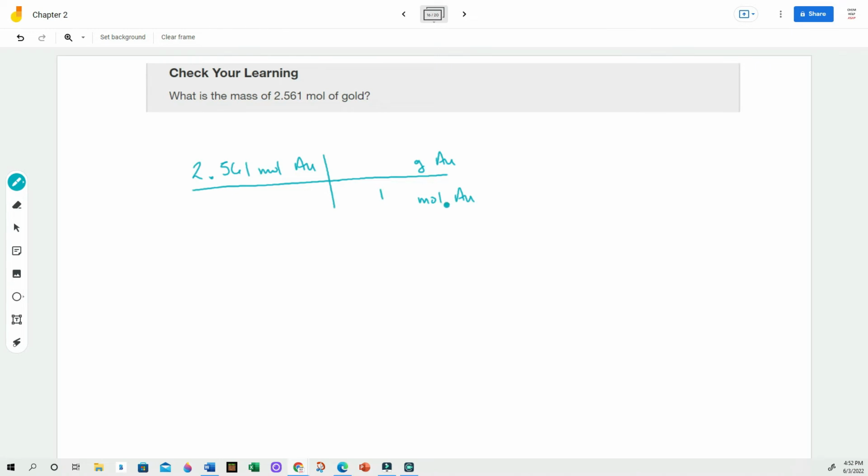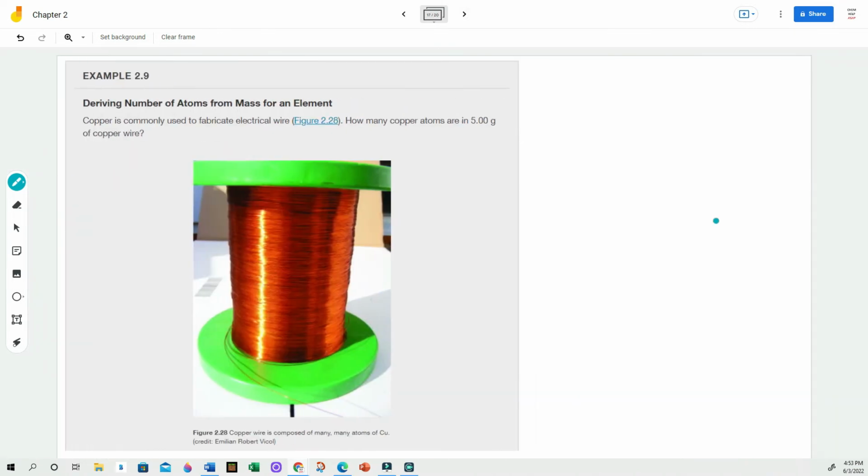So here is my 1 mole. And according to the periodic table, the mass is 196.9665 grams per 1 mole. And again, just checking, make sure your moles cancel. And this gives me 504.4 grams of gold. Example 2.9, deriving number of atoms from mass for an element.